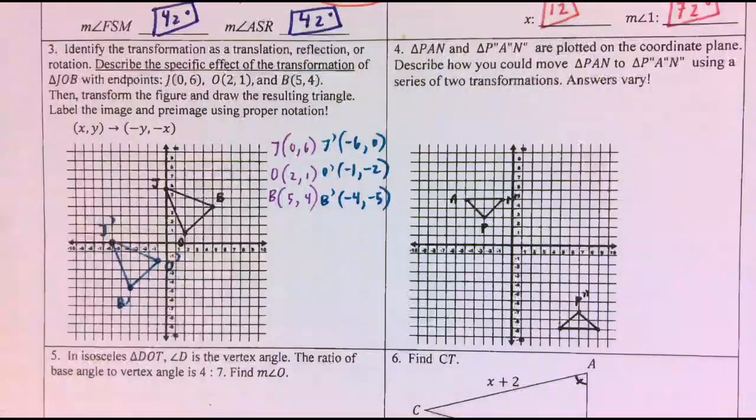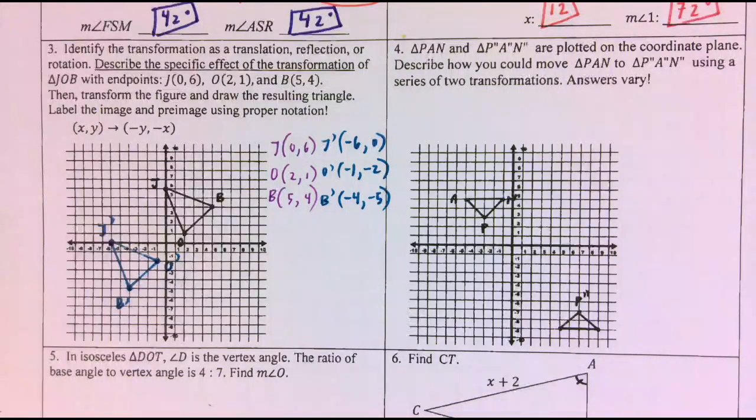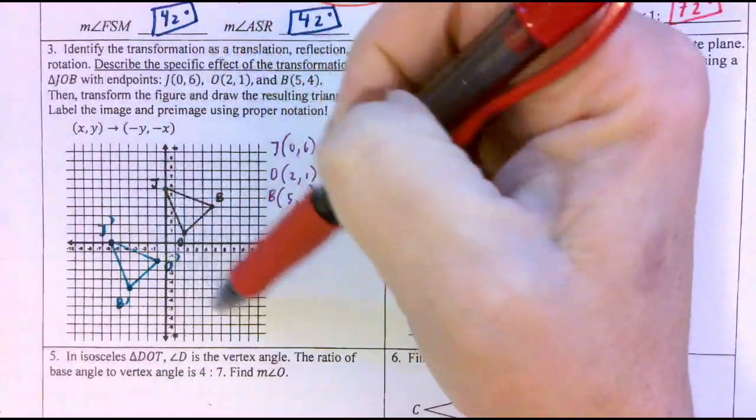Okay, so when I look at these, clearly not a translation. It's just not moving left, right, up, down. It should have the same orientation if it was. Then I think, is it a reflection? I go, oh, it is. It is a reflection because I can see that I have a mirror line right in here.